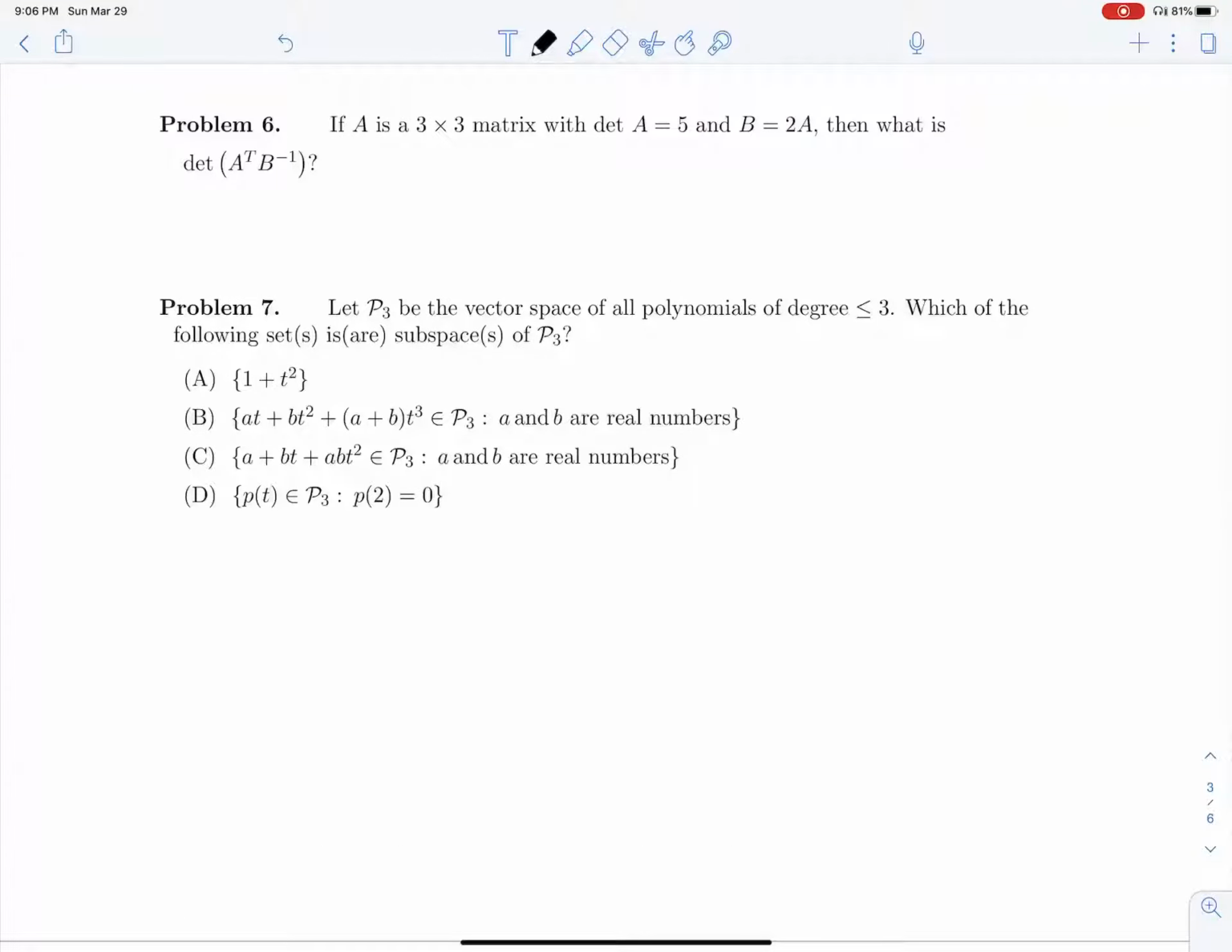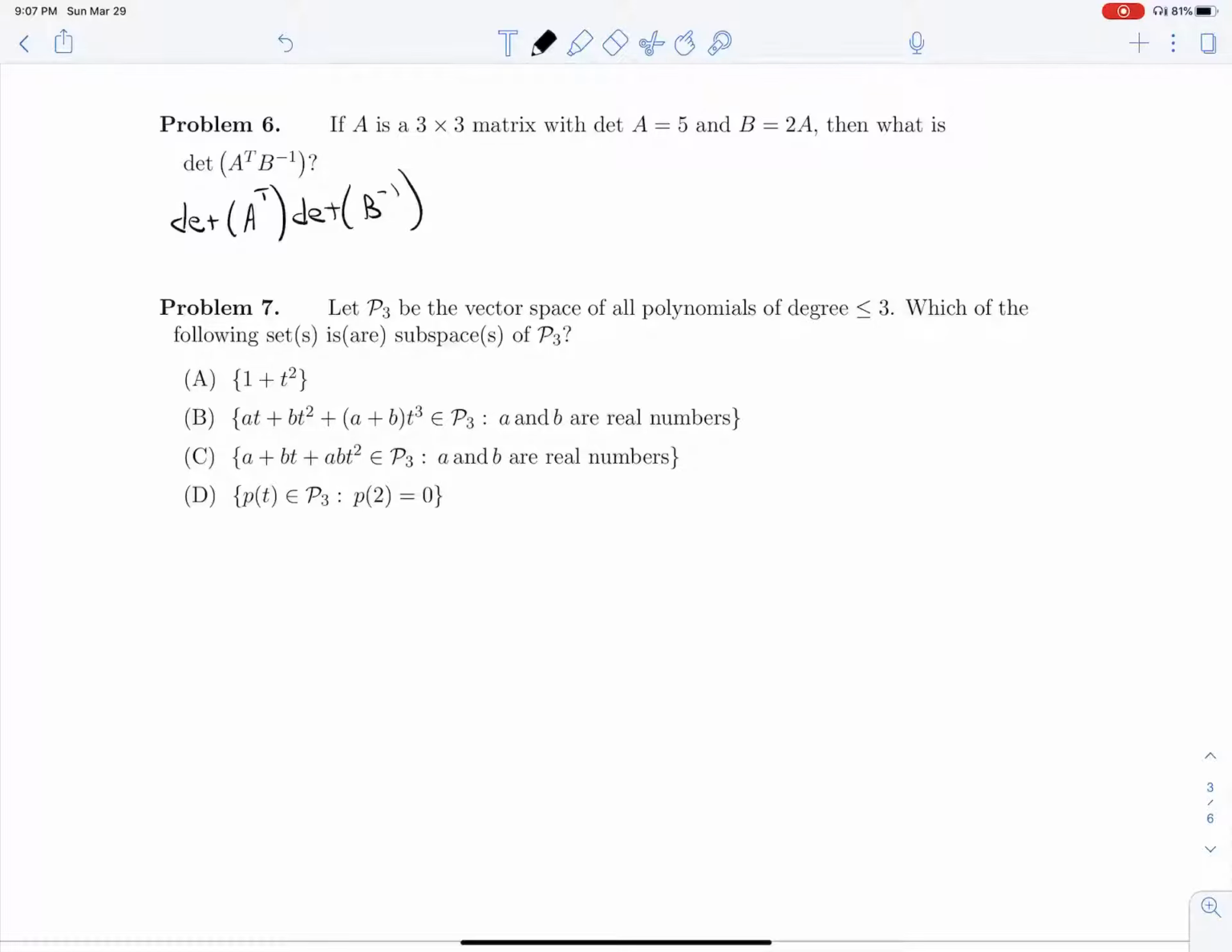Question 6, if A is a 3 by 3 matrix with a determinant of 5 and B is equal to 2A, then what is the determinant of A transpose times B inverse? So right off the bat, let's split this up a little bit. The determinant of 2 matrices multiplied together is the same as the determinant of A transpose, not A squared, multiplied by the determinant of B inverse. And this just helps us separate what we're thinking about a little bit.